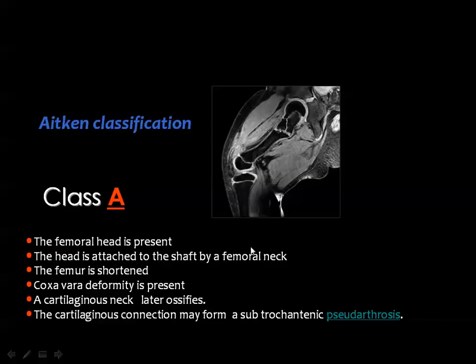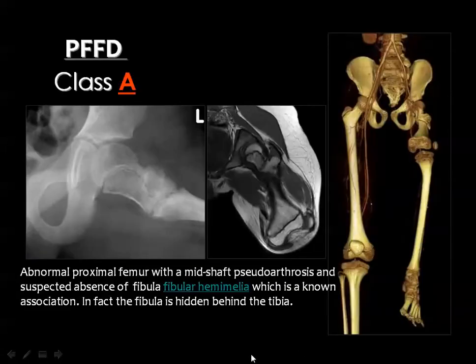In class A or type A, the femoral head is present, and this is important. The head is attached to the shaft by the femoral neck. Also, the femoral neck is present, and the femur is shortened. There is coxa vara deformity, as you can see. The neck is cartilaginous. You can see some part of the neck, but you cannot see the rest of the neck. And this cartilaginous connection may form a subtrochanteric pseudoarthrosis, a false joint between the neck and the shaft of the femur. Then the limb is shortened.